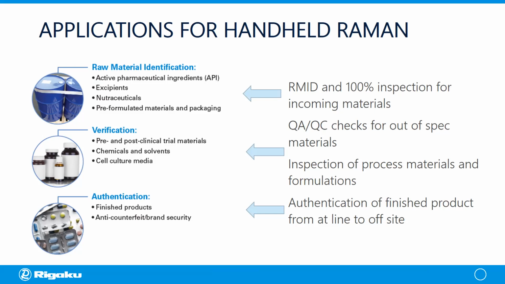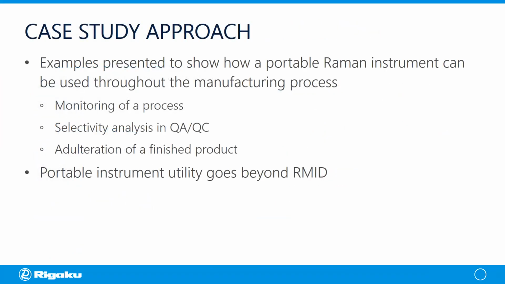And finally, a good application for handheld Raman is the authentication of a finished product. And this can be off-site to detect counterfeit or anywhere to detect adulterated materials. This is especially useful at point of sale, where inspectors can take the instrument off-site to maybe street pharmaceuticals and test for materials. So we're going to illustrate the use of the portable instrumentation throughout the different processes by using a kind of a case study approach.